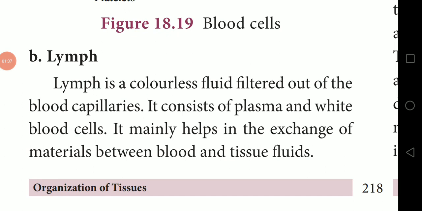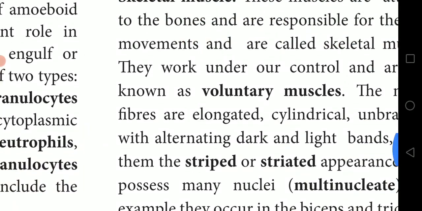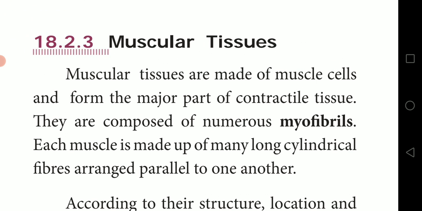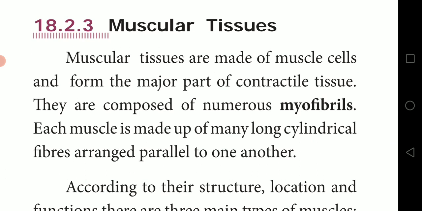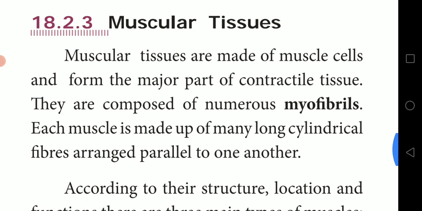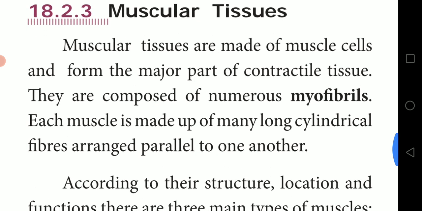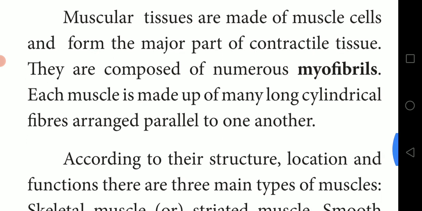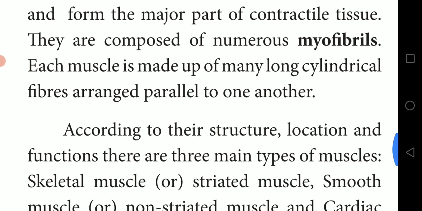The next topic we are going to see is muscular tissue. Muscular tissues are made up of muscle cells and form the major part of the contractile tissues. They are composed of numerous myofibrils. Myofibril means a part which is present in the muscles. Each muscle is made up of many long cylindrical fibers arranged parallel to one another.